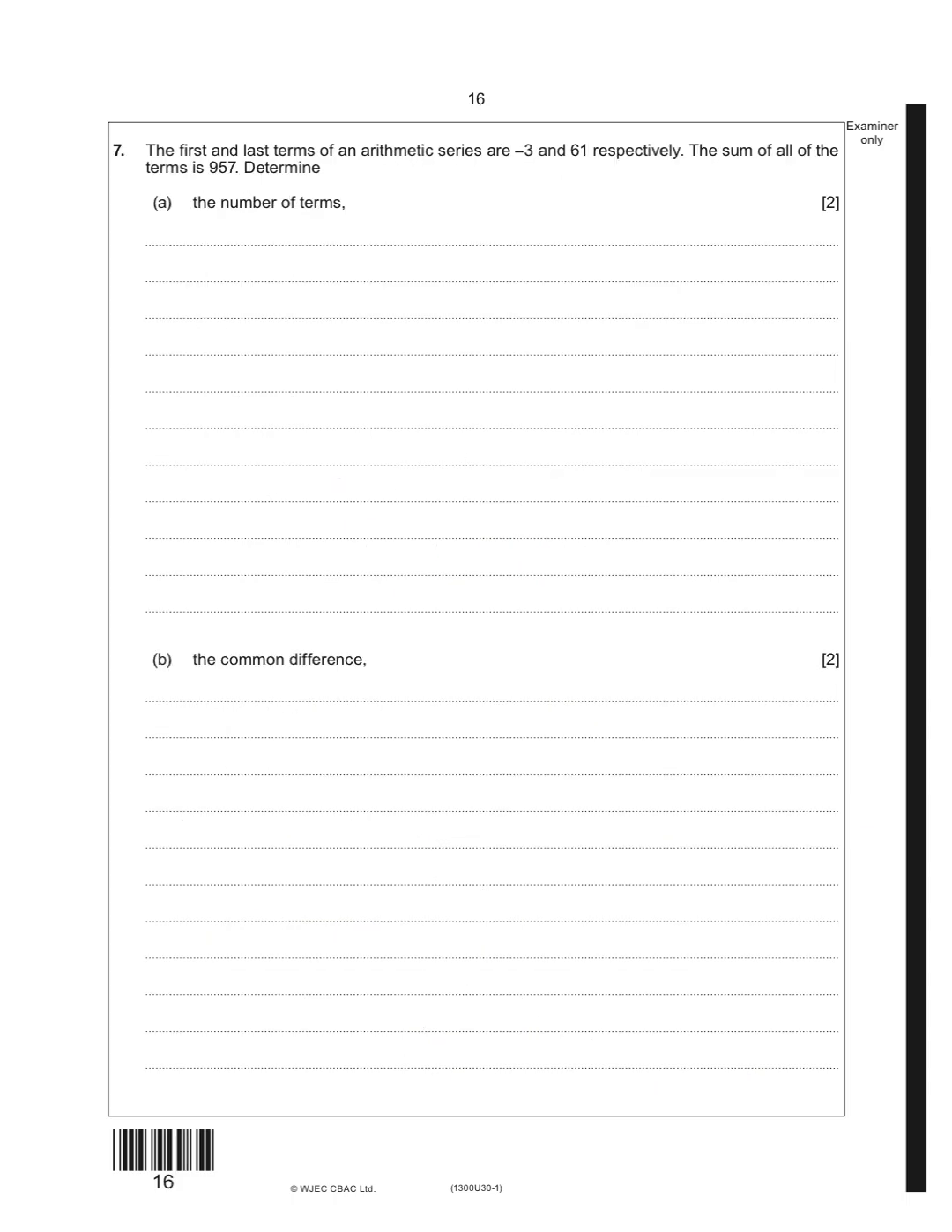So question 7, we've got a series question. The first and last term are that. So using the notation, you would probably say A equals -3 and L equals 61. The sum of all the terms is 957. Determine how many terms.